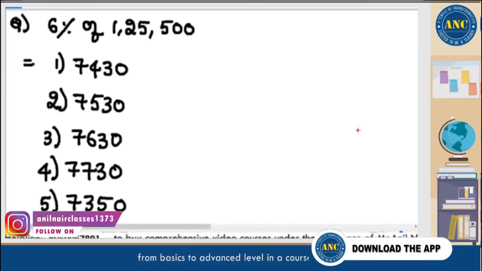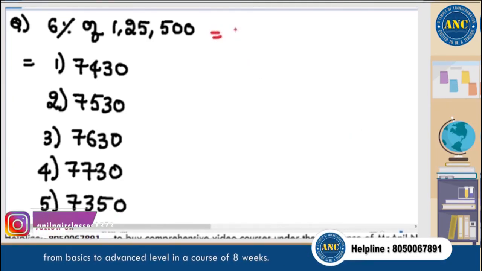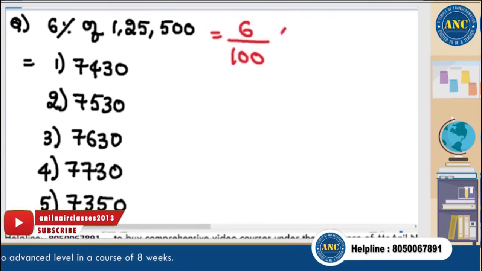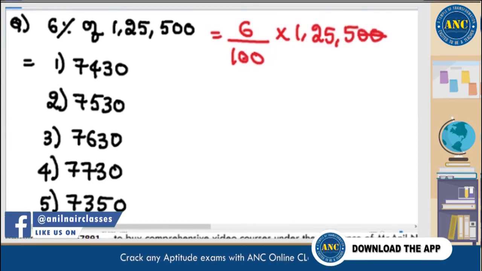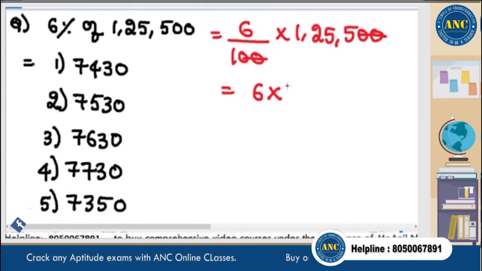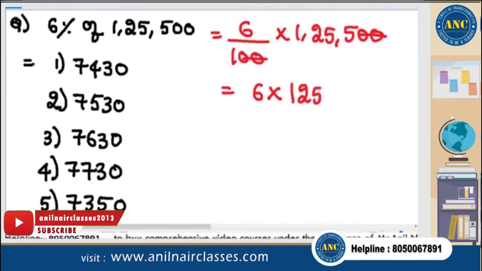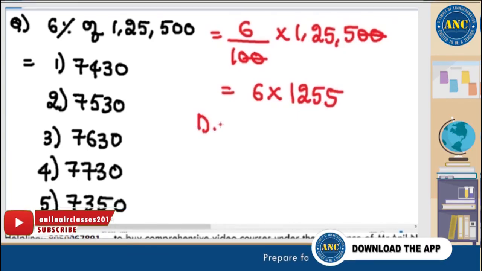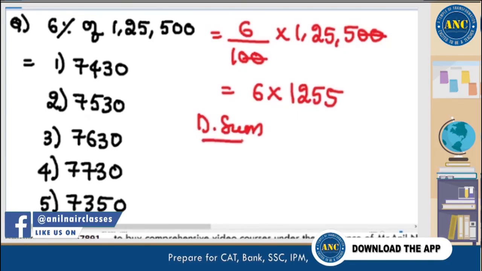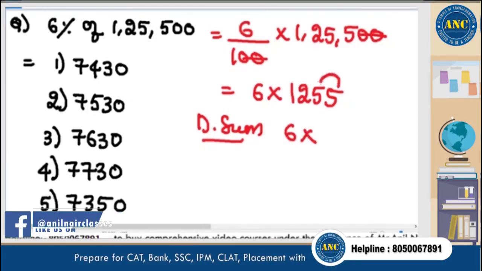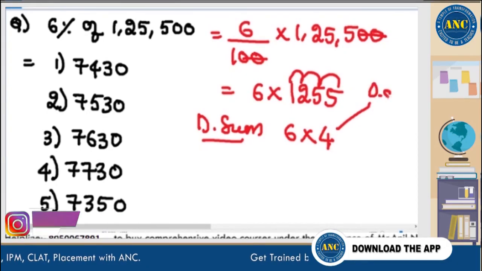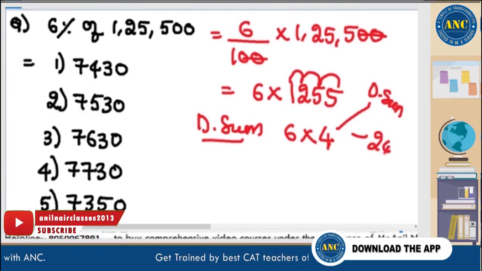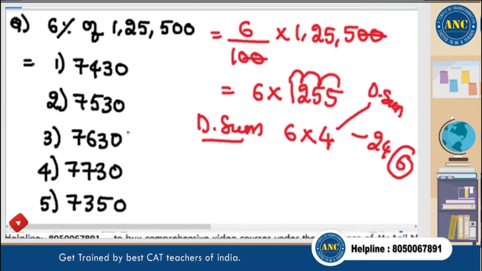6% of 1,25,500. Listen carefully. 6 by 100 into 1,25,500. Again I am saying, the hero of today's class is not the answers but the concepts you will learn. Learn the concepts first, then we will come back. 6 into 1255. Vijay, have patience. Digital sum is 6. 5 plus 5 10, 10 plus 2 12, 12 plus 1 13, 13 digital sum is 4. 6 4s are 24, 2 plus 4 is 6. Answer, digital sum is 6.